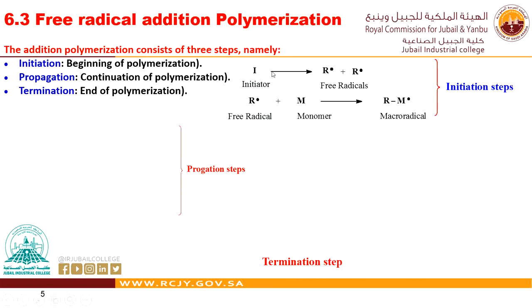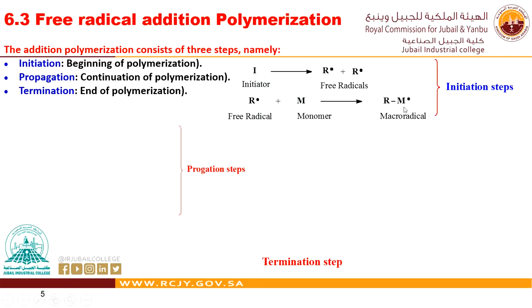Now the free radical, which is R dot, will react with the monomer to give a macroradical, that is RM dot. So here you have a free radical reacting with the monomer to give RM dot. These 2 steps are called initiation.